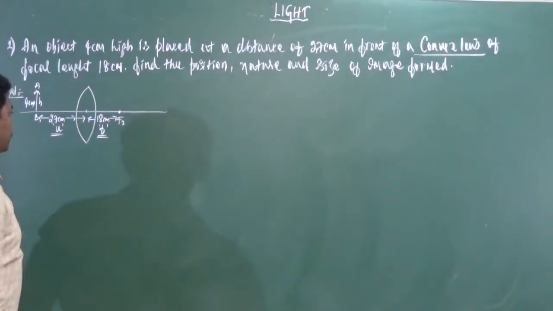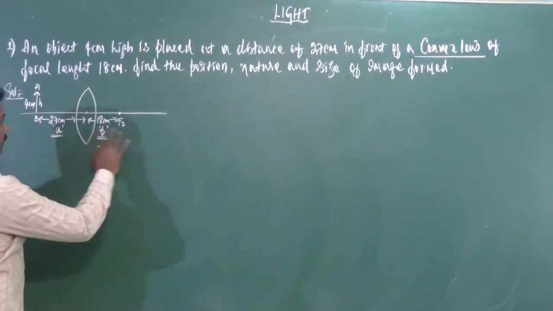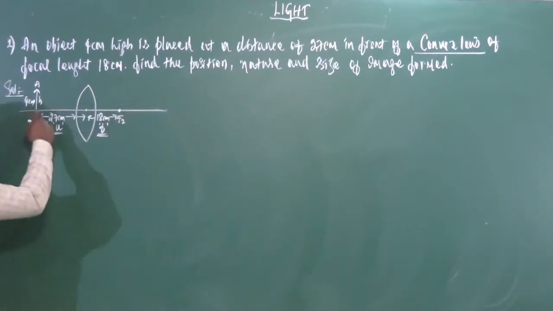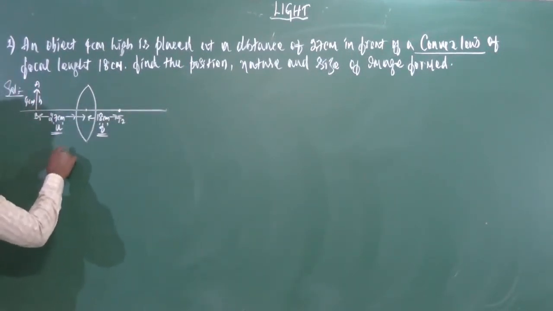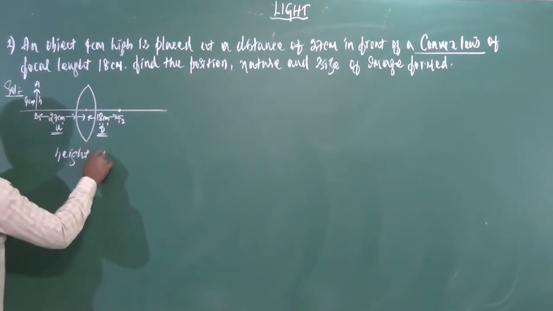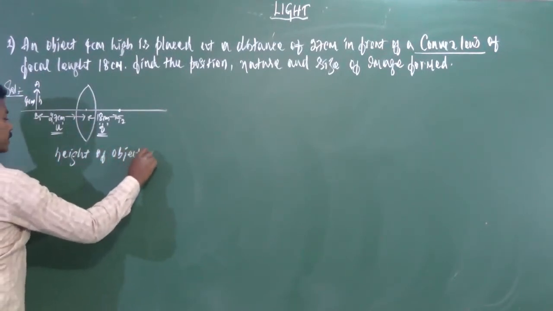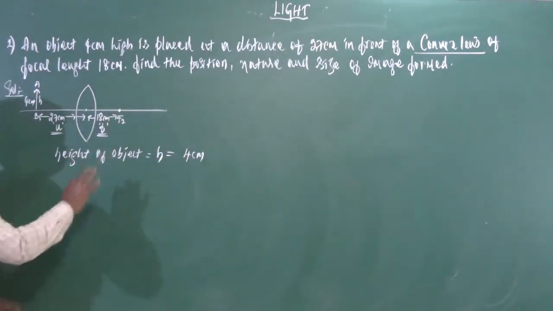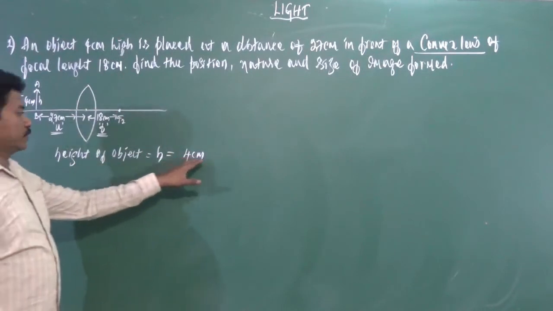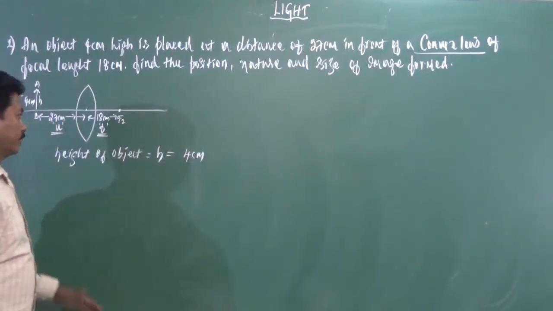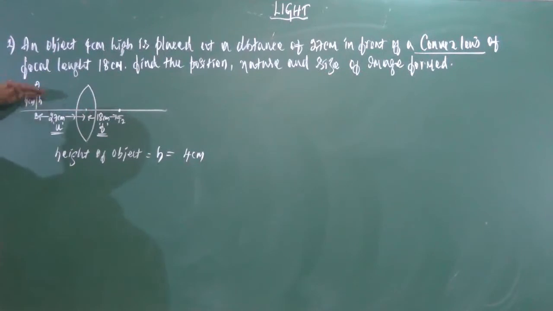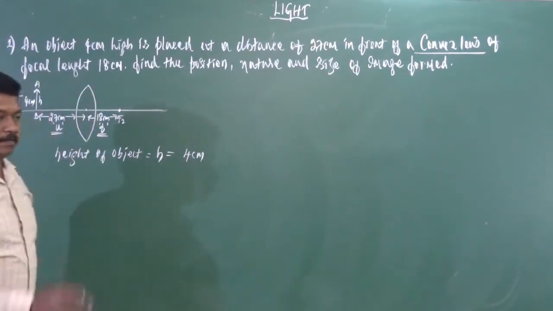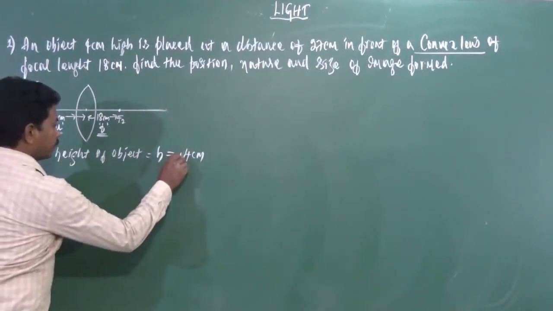It's very simple, it's looking very simple. So now let us write the data by using sign conventions. First we will write the height of the object. Height of the object is h, which is equal to 4 centimeters. Now using sign conventions, we have to check whether this 4 centimeter is plus 4 or minus 4. As the object is placed above the principal axis, any measurement we do above the principal axis is always taken as positive. So therefore it is plus 4 centimeters.